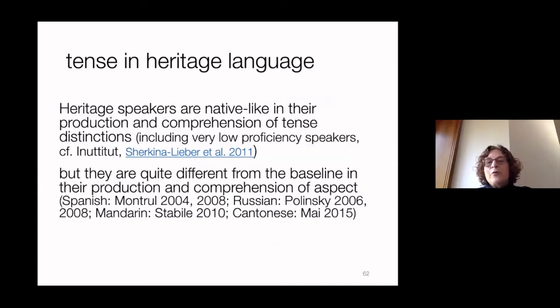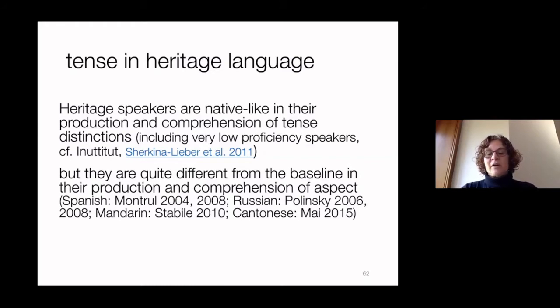And although these are speakers of English, the same results are available for very low proficiency speakers who speak Inuktitut, recessive bilinguals. They make tons of errors, but when Marina Sharkina-Lieber and her colleagues showed them some tense mismatches for comprehension, they were incredibly accurate in accepting the correct forms and rejecting the incorrect. At the same time, what we find is that heritage speakers are quite different from the baseline in their production and comprehension of aspect. And that has been shown for a variety of languages, for Spanish, Russian, Mandarin, and Cantonese, different aspect systems. Nevertheless, we have the same result.